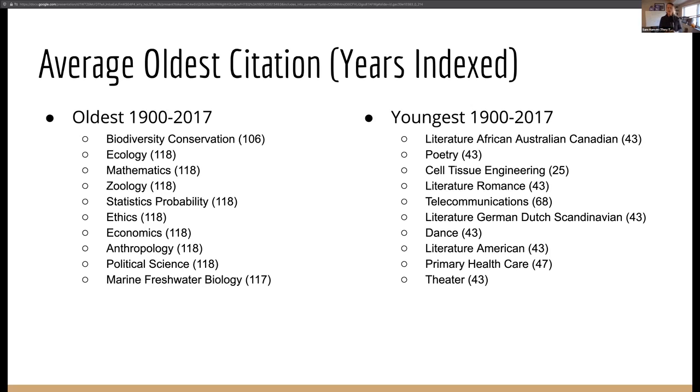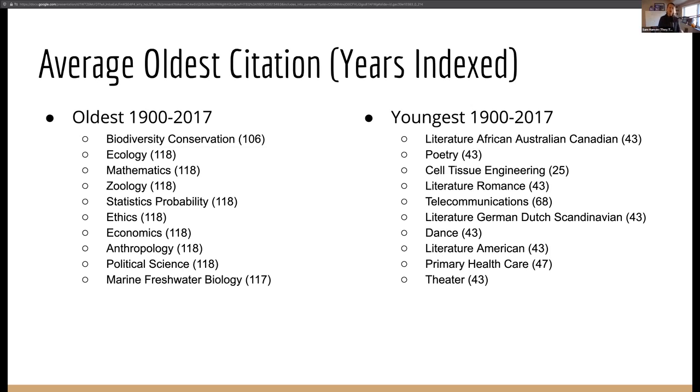So a lot of things that are about sort of taxonomical ideas. And then we still, of course, have math and statistics and some other similar ones. We have biology that does oldest. Apparently, marine freshwater biology likes to cite old stuff. Over in youngest, again, we see this age difference. So we have literature, we have poetry, cell tissue engineering again, and some others. We have multiple literatures. So literature really is looking like they don't like to continue to do it.